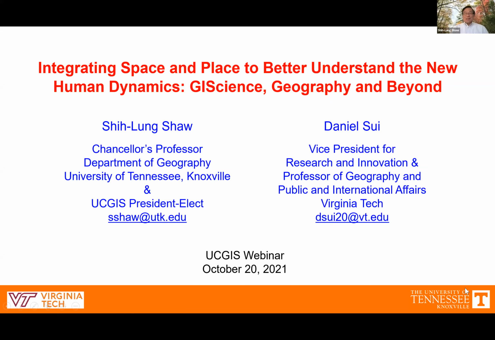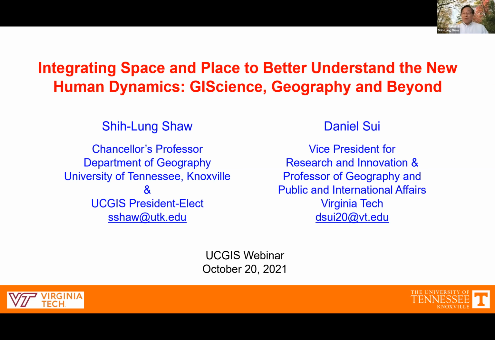Good. So I will start our presentation. We are very pleased to have this opportunity of sharing our work on a Space-Place GIScience framework for human dynamics research based on a paper we published in the Annals of the AAG last year. I will take some time to present the framework we have, and then I will pass it on to Dan, and Dan is going to talk about the outlook and next steps of this framework.